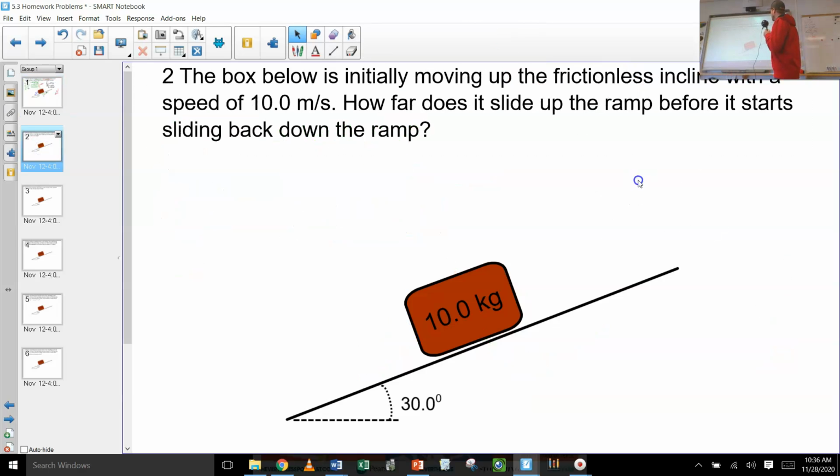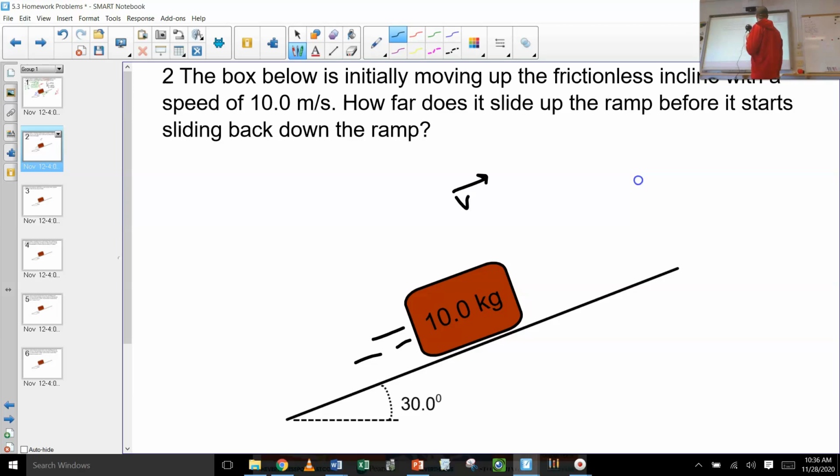Let's go to number 2. Same box. It's initially moving up the frictionless incline. So this thing is traveling this way. Its velocity is in this direction with a speed of 10.0 meters per second. How far does it slide up the ramp before it starts sliding back down?